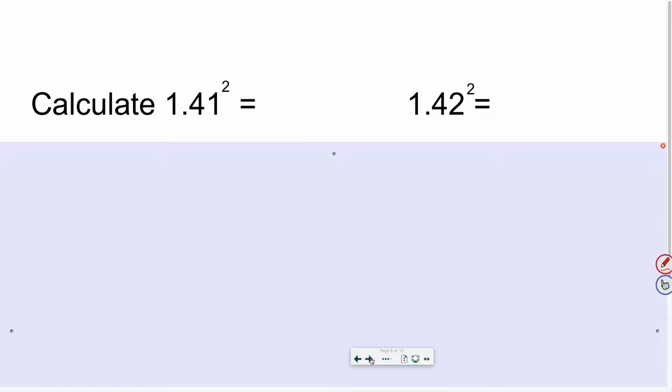Okay. So the next layer would be just one step further to the nearest hundredth. The expectation is that you could estimate to the nearest hundredth. So let's try both of these to figure out where we would get. 1.41 squared.